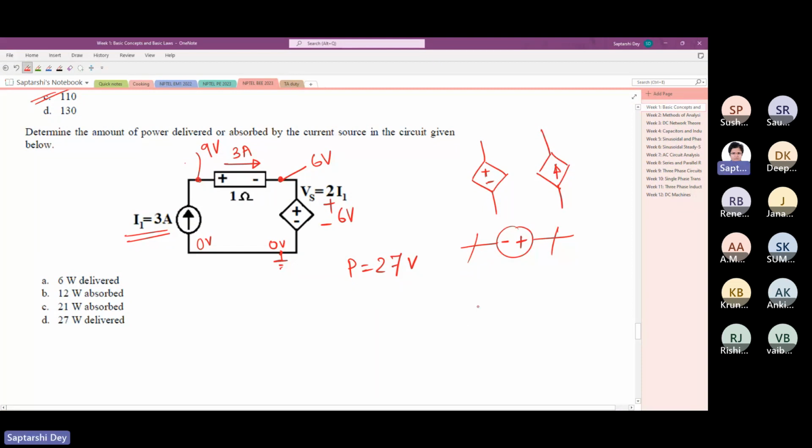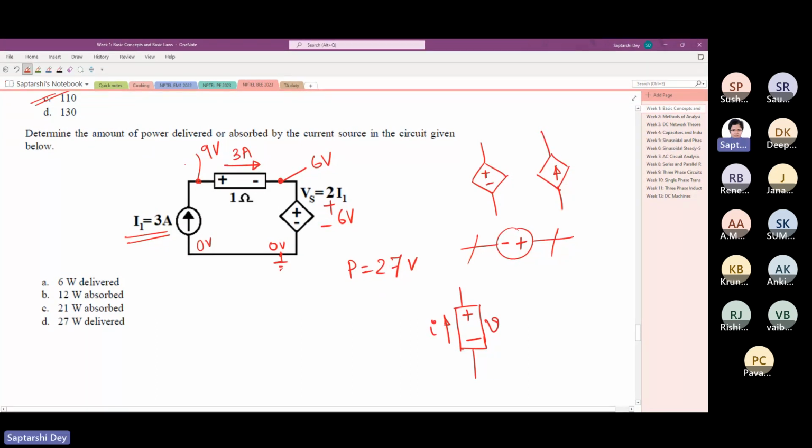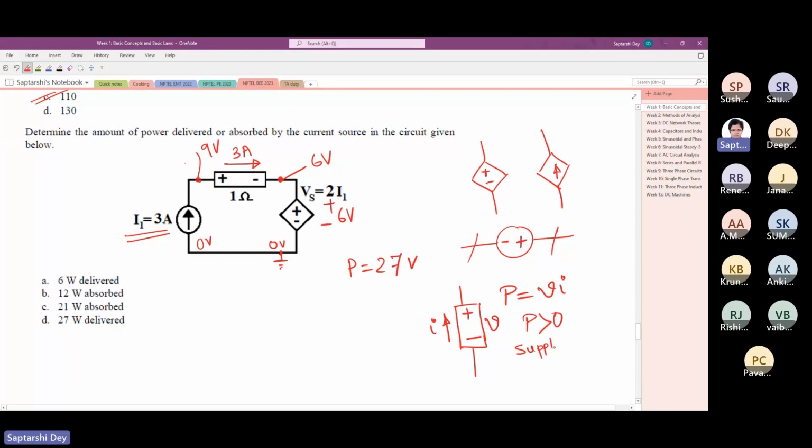Okay, so this is any element whose assumed polarities are this V and assumed direction of current is I. If these are the assumed V and I directions, then the power is VI. Now, if P is positive, then this element is supplying power. If P is negative, then this element is absorbing power.